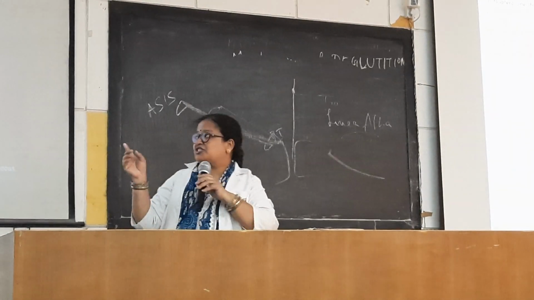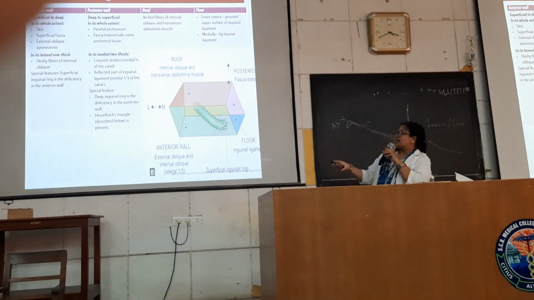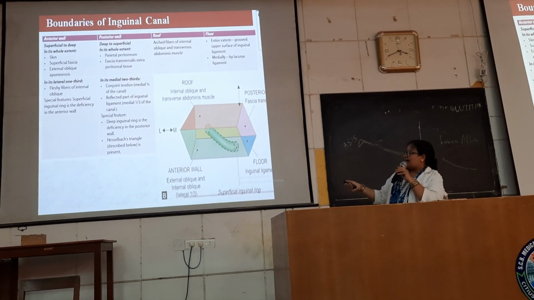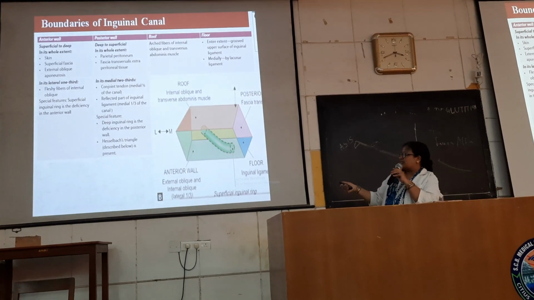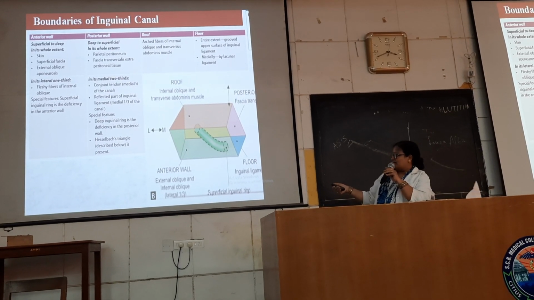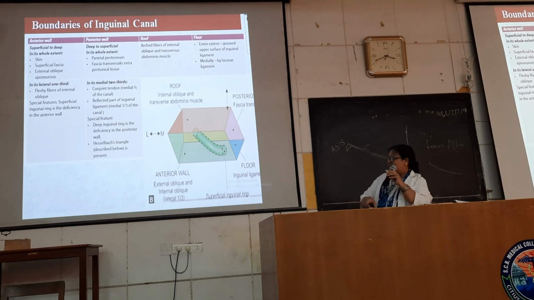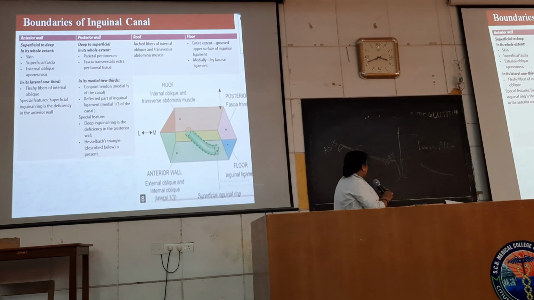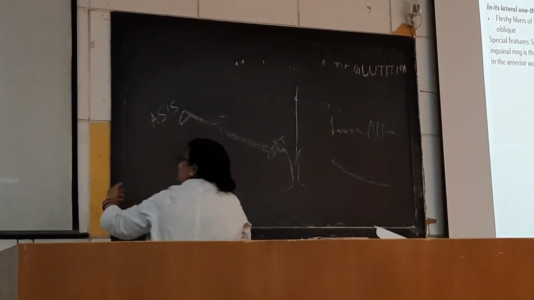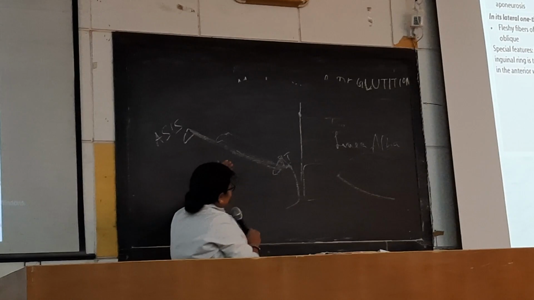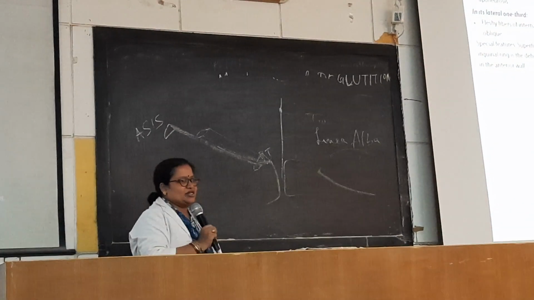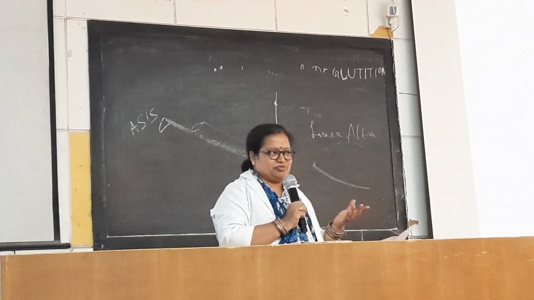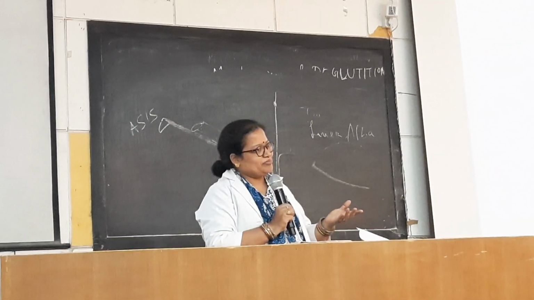And the posterior wall, you see the parietal peritoneum and fascia transversalis. Towards the medial part, it is formed by the conjoint tendon and the reflected part of the inguinal ligament. Posterior wall, that is the fascia transversalis. Below the fascia transversalis, what I told you? Below fascia transversalis, there is extraperitoneal connective tissue. Below that, there is parietal peritoneum.